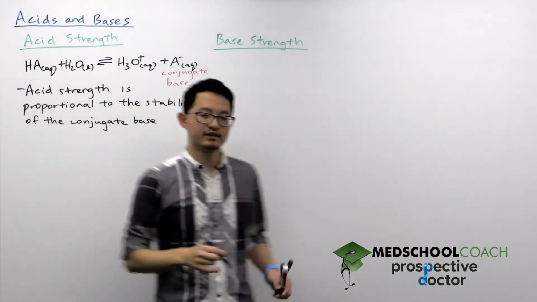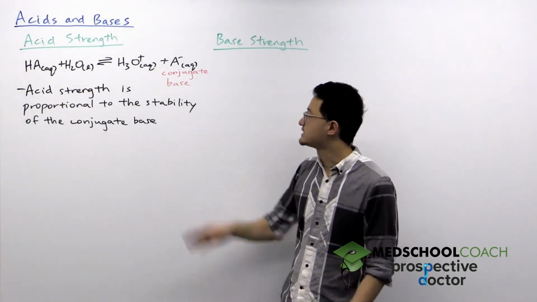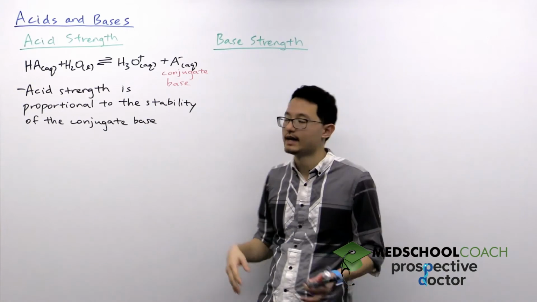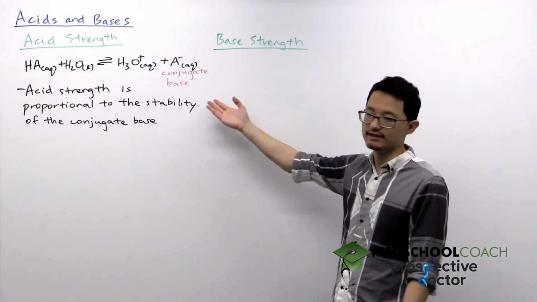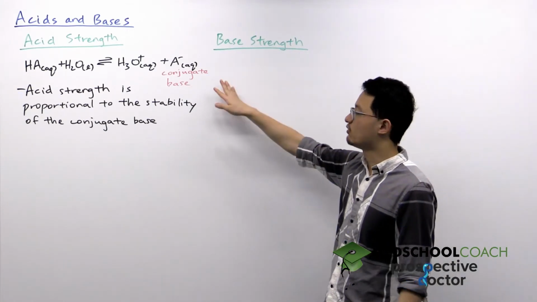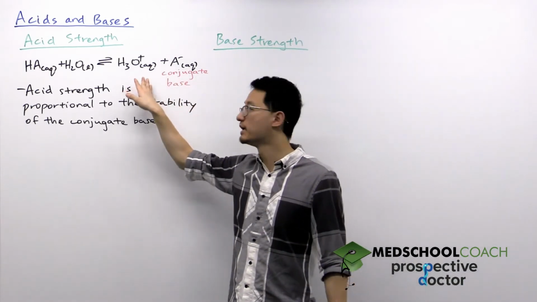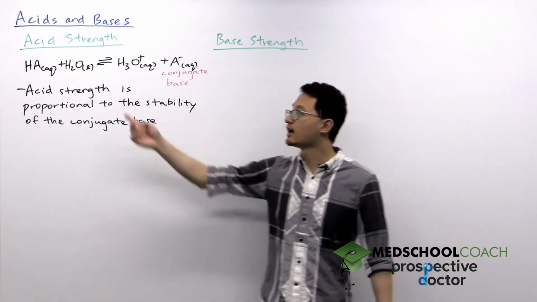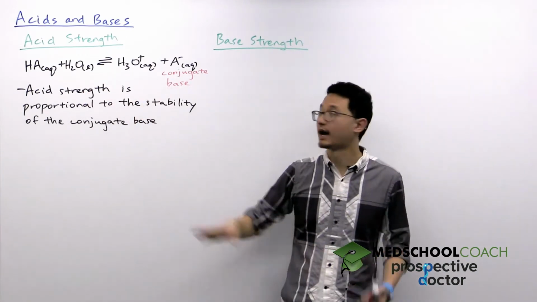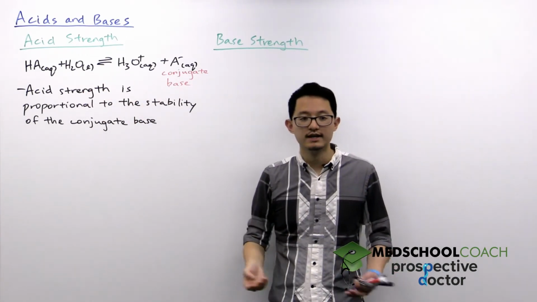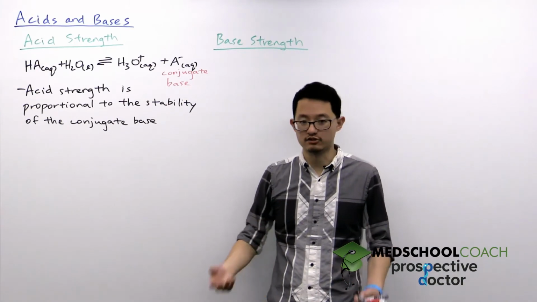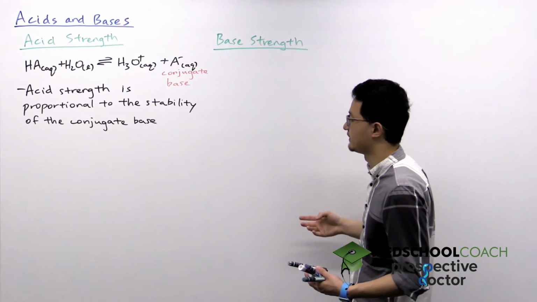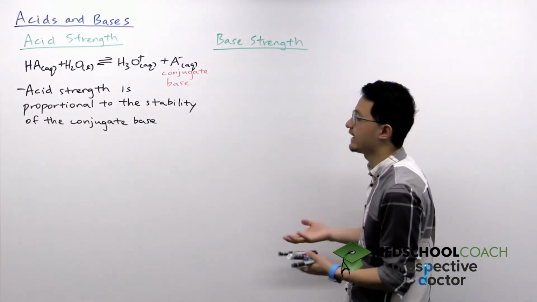And the reason why is because if your conjugate base is very stable, it's just going to sit in solution and do nothing. However, if your conjugate base isn't very stable, it's going to want to pick the proton back up to reform the acid molecule. And in that case, you're not forming as many hydrogen or hydronium ions as before, so that's not as acidic of a solution.